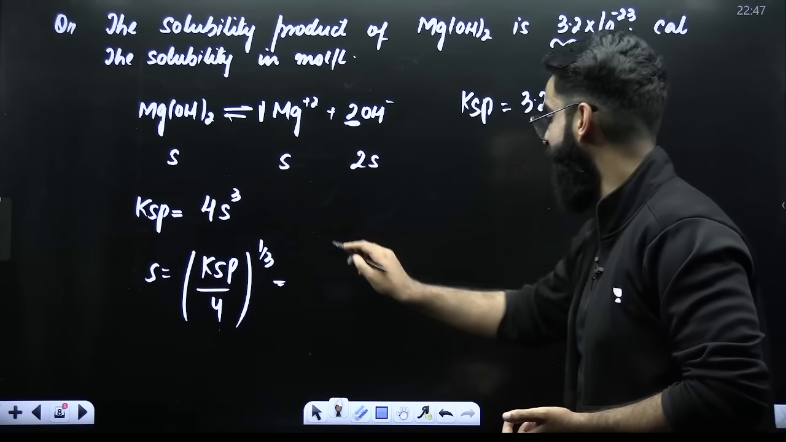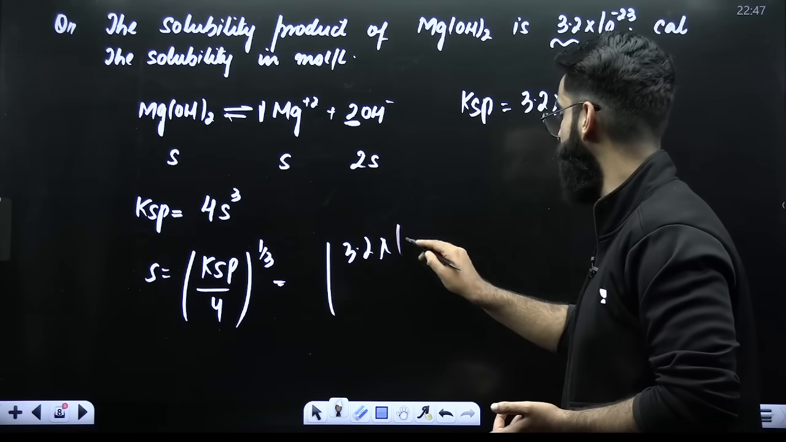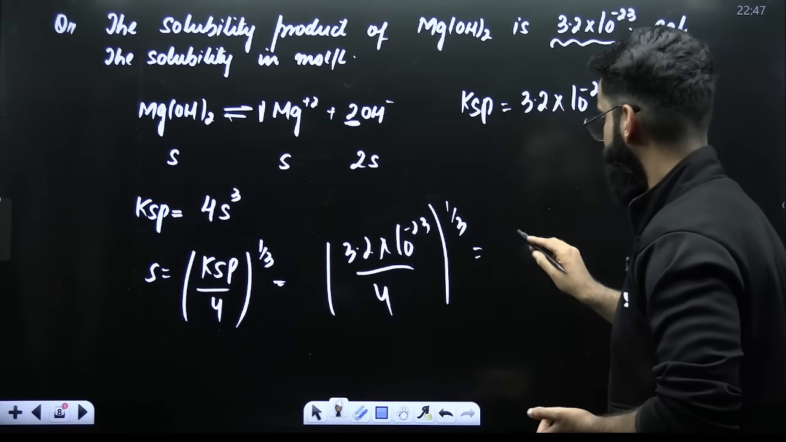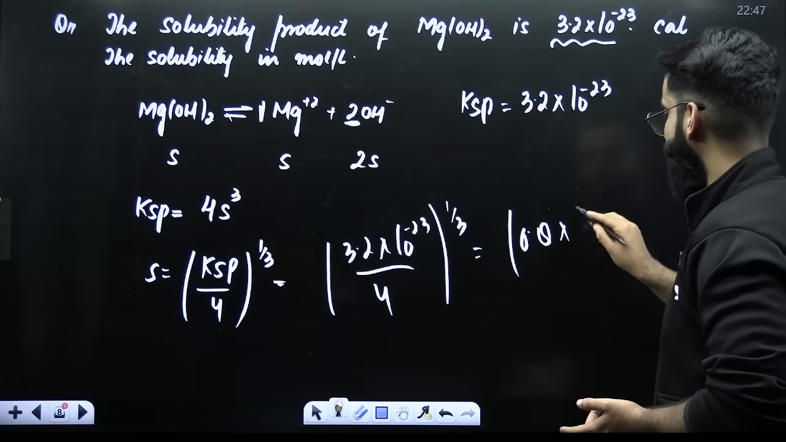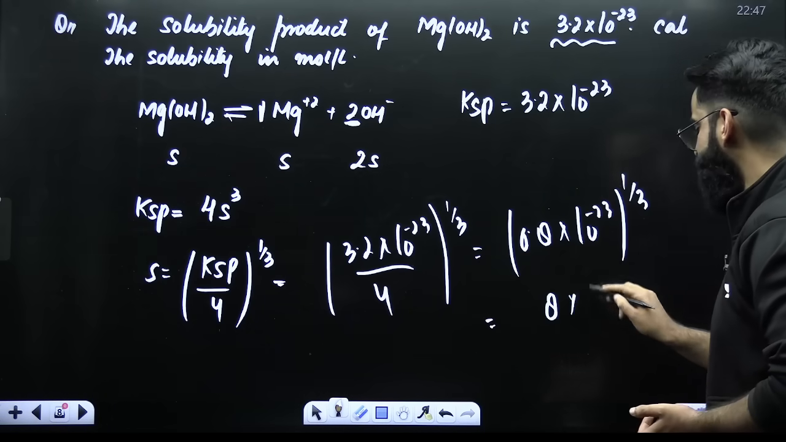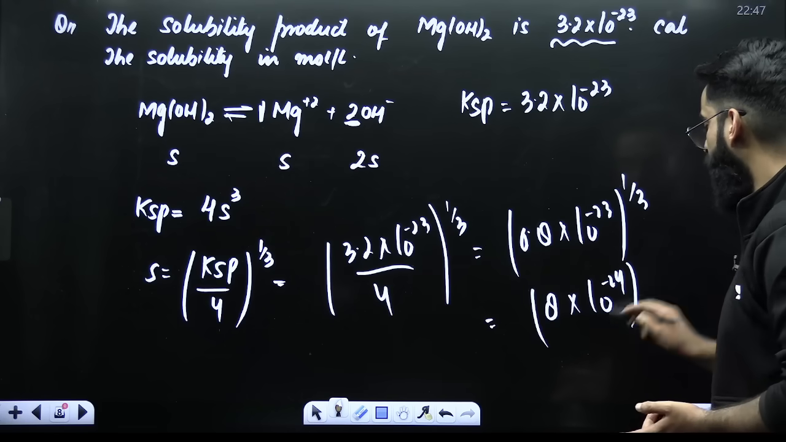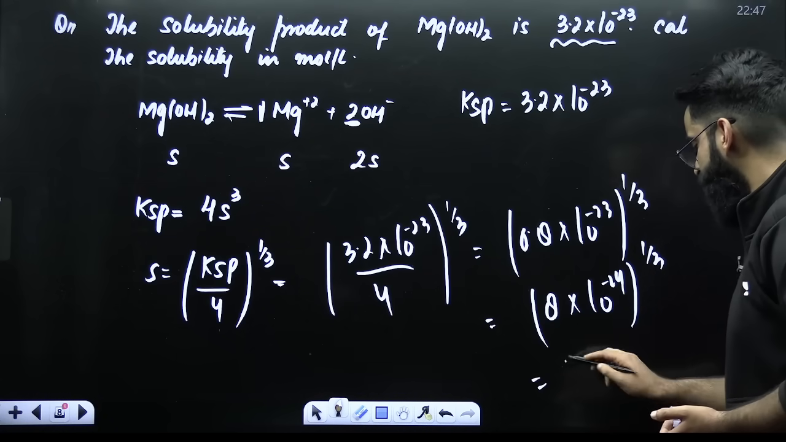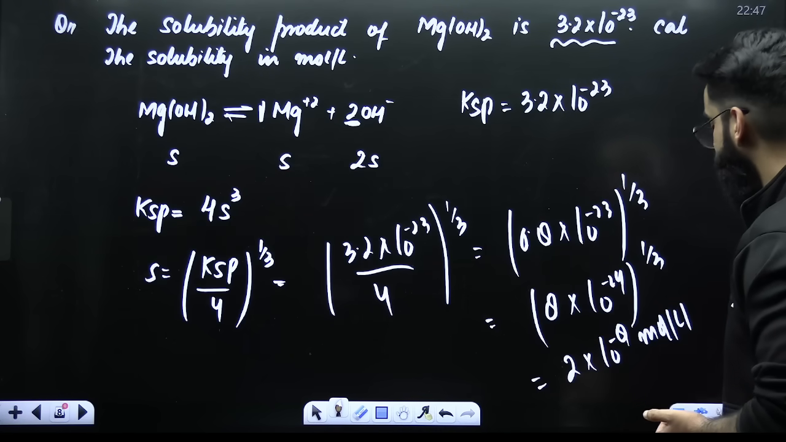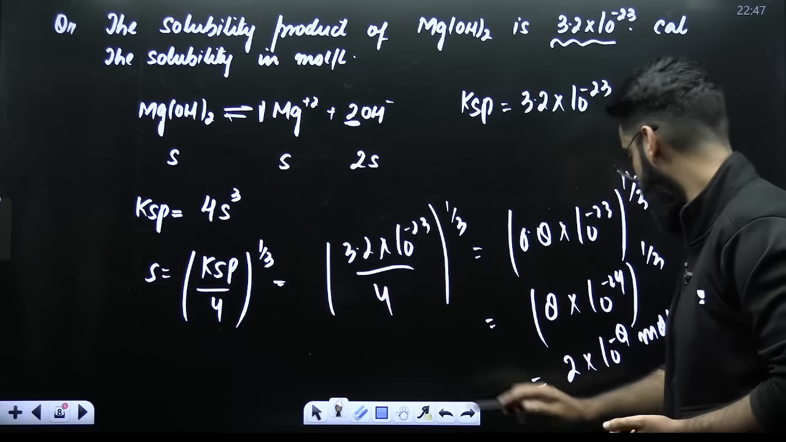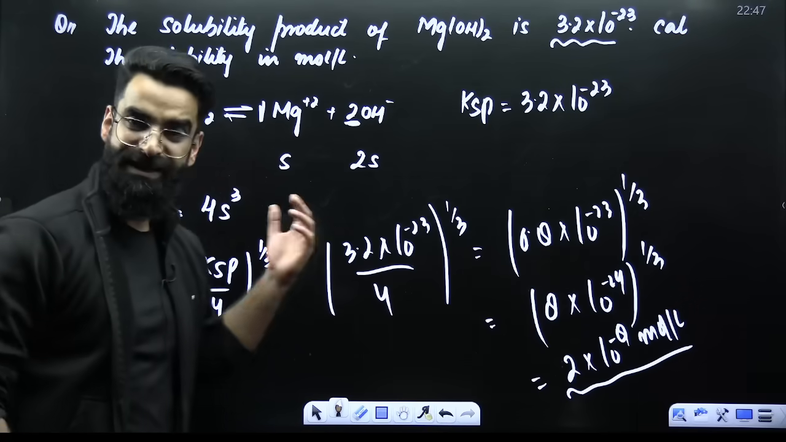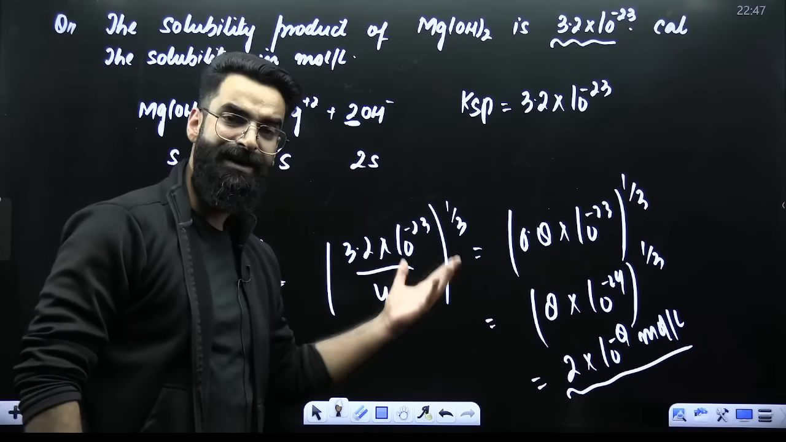or S value comes out to be KSP divided by 4 whole raised power 1 by 3. And KSP in the question is given to me as 3.2 into 10 raised power minus 23 divided by 4 whole raised power 1 by 3, which comes out to be 0.8 into 10 raised power minus 23 whole raised power 1 by 3, which is going to be 8 into 10 raised power minus 24 whole raised power 1 by 3, right? Which comes out to be 2 into 10 raised power minus 8 moles per liter over here, right? So this is the value of solubility which I was supposed to calculate, and this is how, when KSP is given, you're supposed to calculate solubility. This is how you do it.